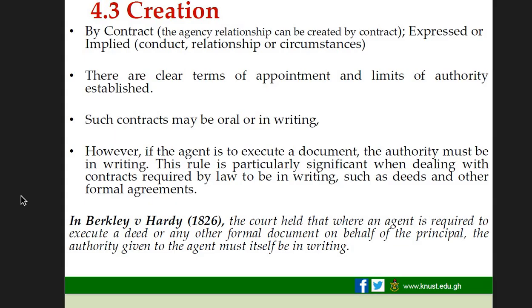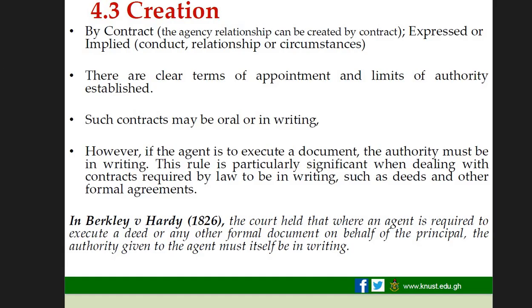Then when we say the contract is expressed, what do we mean? Here we are saying that everything about the contract is either oral or written. Everything that you are going to state should be oral or in writing. I hope that is clear. Then the implied one means it is created through conduct or relationship. It can be a long-term business or partners. I hope you get that.